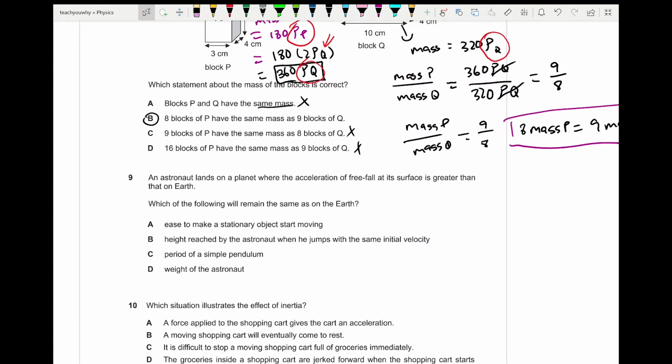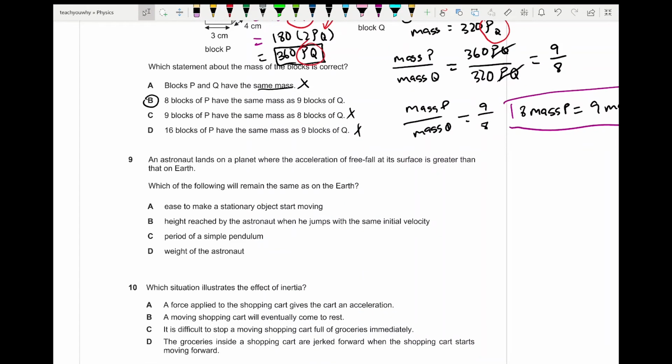An astronaut lands on a planet where the acceleration of free fall at the surface is greater than that on Earth. Which of the following will remain the same on Earth? Okay, A, the force needed to make a stationary object start moving. Height reached by astronaut when he jumps, not possible because you have a different acceleration. Period of a simple pendulum. Okay, period of the simple pendulum is given by this equation, square root of L over g.